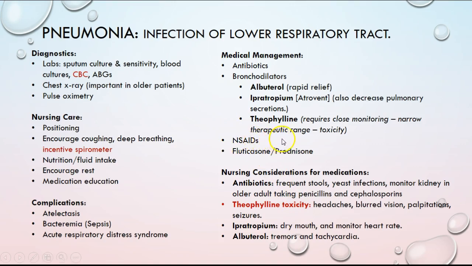NSAIDs can help decrease inflammation, and obviously your fluticasone and prednisone are steroids that also help decrease the immune response and typically can help people in the long run. Considerations, again, antibiotics. Make sure you talk to patients about using probiotics, the increased risk of yeast infections, especially in our females, and monitoring kidneys in older adults who are taking penicillins and cephalosporins. Other medications you want to look for, like with the Atrovent, that they can get dry mouth, and watch their heart rate, and albuterol can cause some tremors and tachycardia.